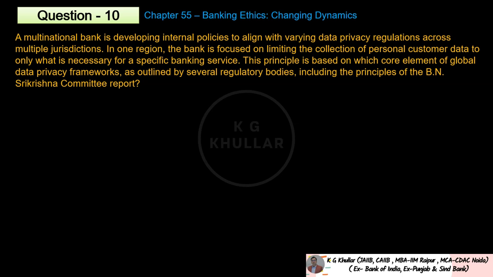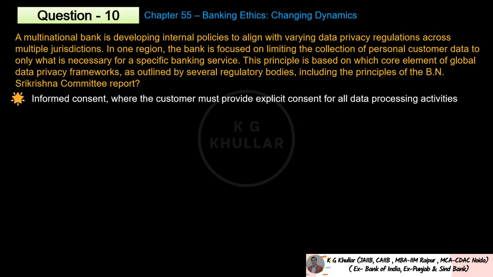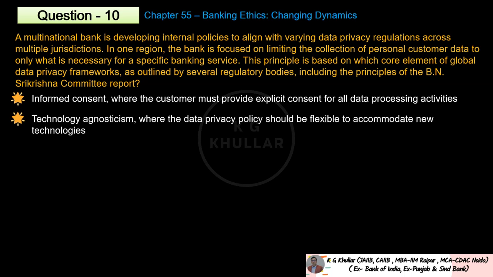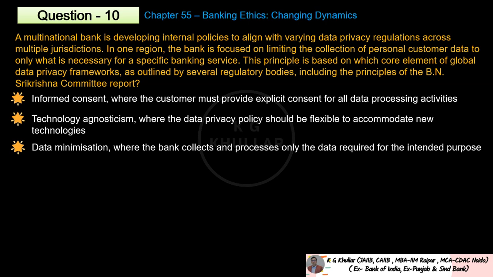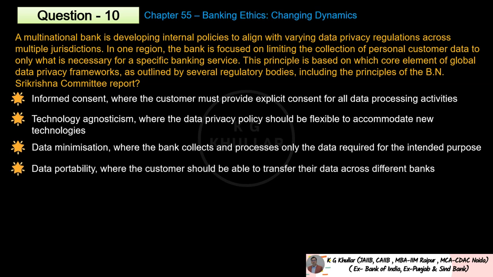This principle is based on which core element of global data privacy frameworks as outlined by several regulatory bodies, including the principles of B. N. Sri Krishna Committee report. And these options are given to you. First option is informed consent, where the customer must provide explicit consent for all data processing activities. Then second, option B is technology agnosticism, where the data privacy policy should be flexible to accommodate new technologies. Then third, option C is data minimization, where the bank collects and processes only the data required for the intended purpose. And last, option D is data portability, where the customer should be able to transfer the data across different banks.